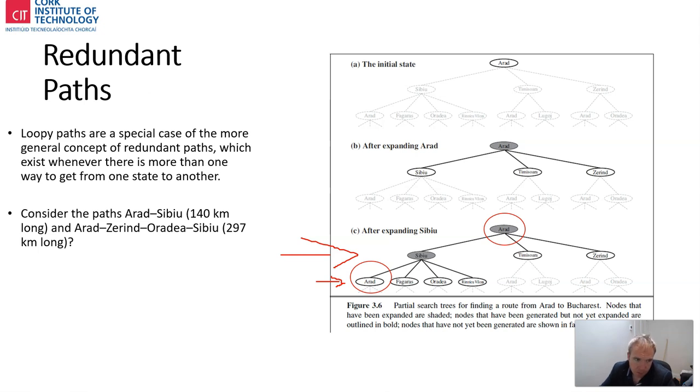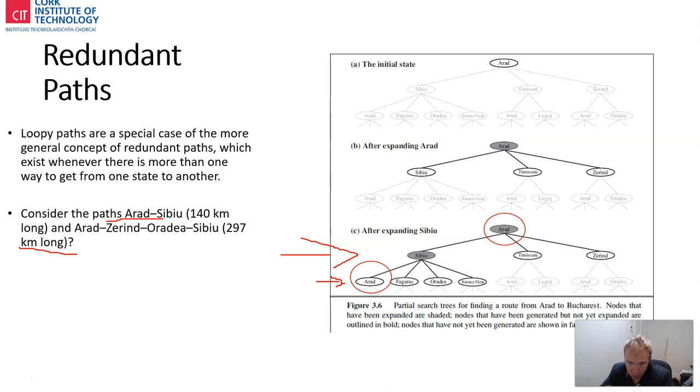So consider the paths Arad to Sibiu. Arad to Sibiu is 140, and Arad to Zerind to Oradea to Sibiu is 297. So we have 2 paths under consideration, one longer than the other. Now, because the second one is longer, we consider it redundant. It's a worse way to get to the same state.